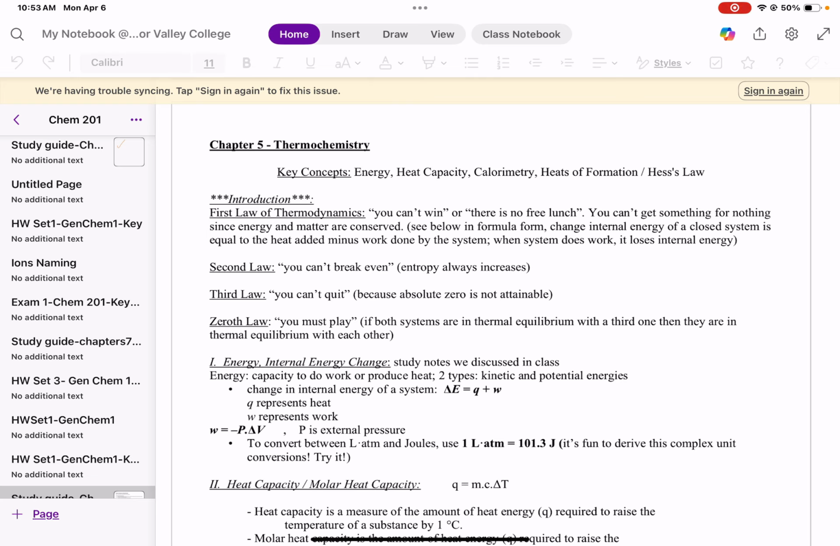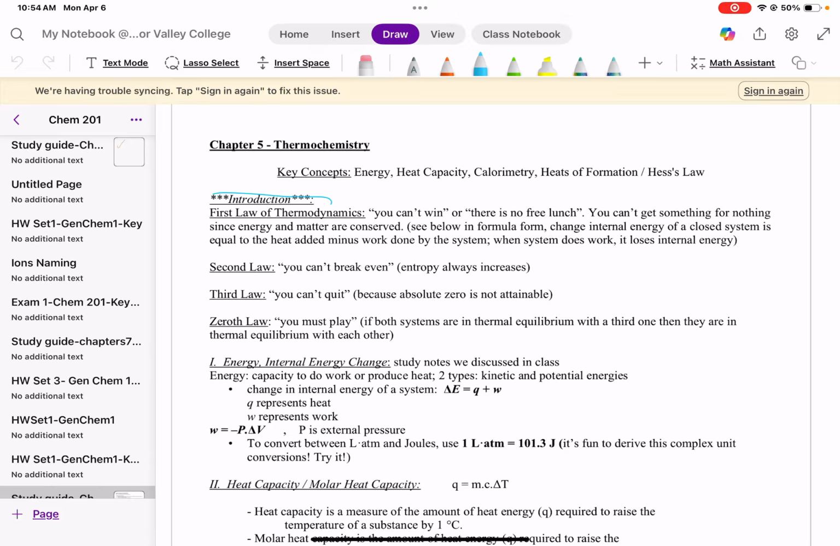All right, I hope you like thermochemistry. It's just about time, right? Thermo means heat, and just about time for summer. That's heat energy.